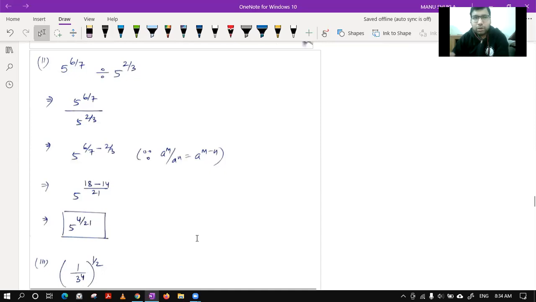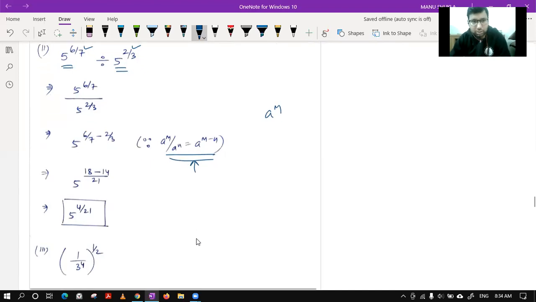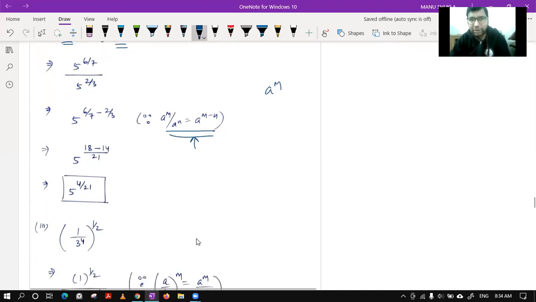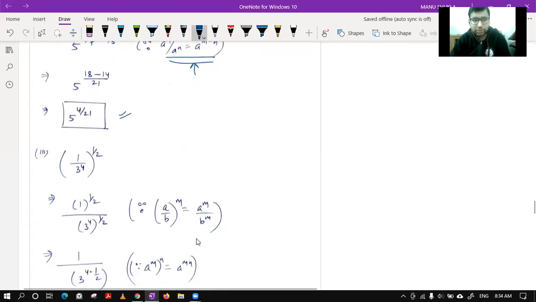Okay. Now the next part, same thing. Two numbers are getting divided with fractional powers. We have used the rule or the formula a power m divided by a power n. Simply we have done a power m minus n, and then we have got this simplified answer.